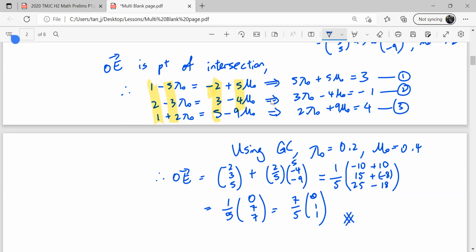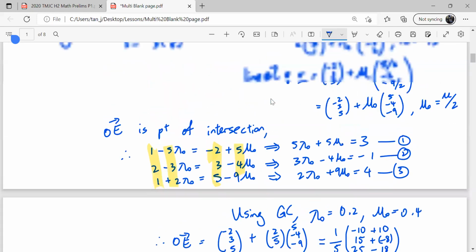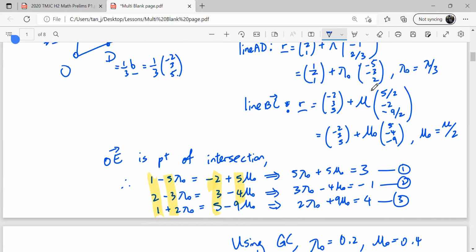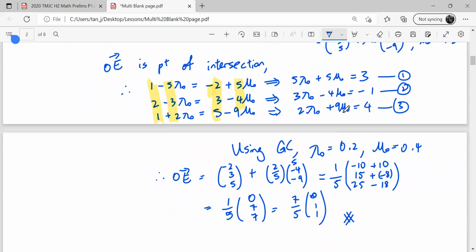To check, you can put 0.2 into this to see whether you get the same value. So if I put 0.2, I get 1 minus 1, which is 0 for the front one. 2 minus 0.6, which is 1.4. And 1 plus 0.4, also 1.4. And they are 7 over 5. So this is your correct answer. So understand this method 1, right?